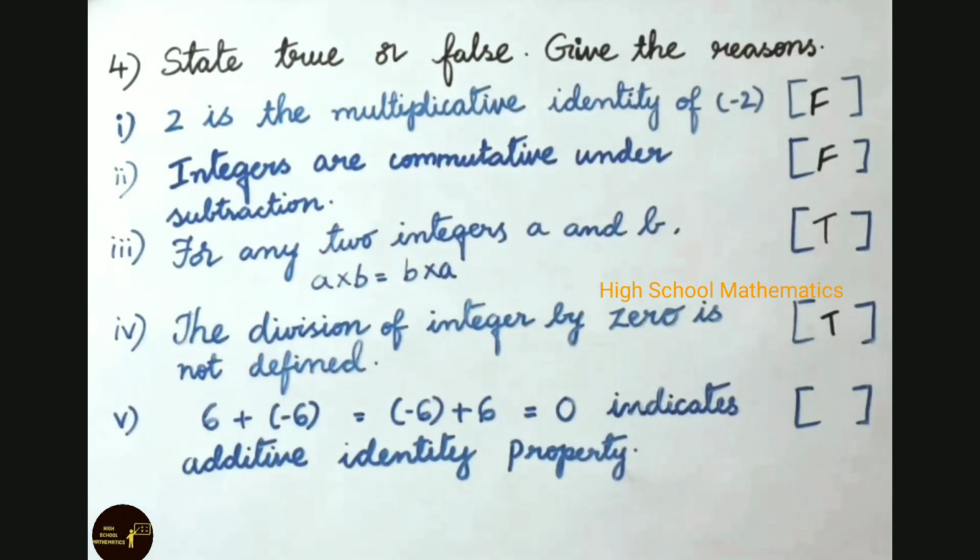Now the fifth one: 6 plus of minus 6 equals minus 6 plus 6 equals 0. This indicates the additive identity property. We know the additive identity property as a plus 0 or 0 plus a equals a. But here, a plus a, that is 6 plus of minus 6 plus 6, is equal to 0, which is not the additive identity property. So write down here false.